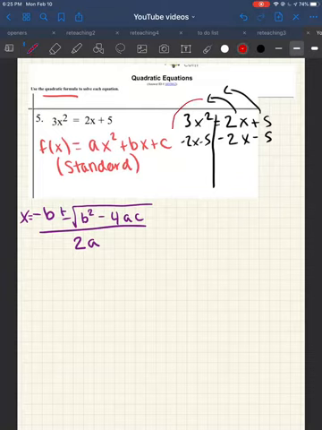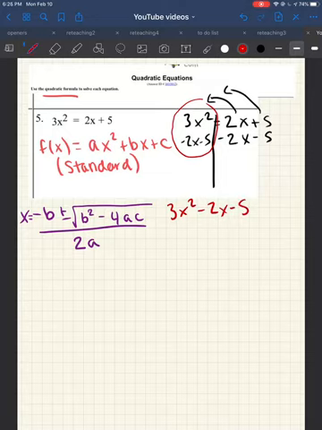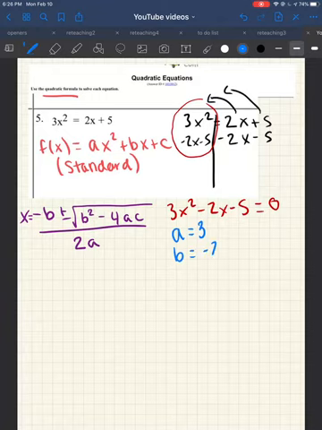Okay, since there are no like terms over here, I cannot combine these terms. So this is going to give me 3x squared minus 2x minus 5, and I'm going to set it equal to 0. Okay, so in this case, I will have a equals 3, b equals negative 2, and c equals negative 5.